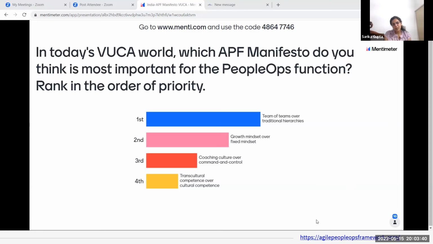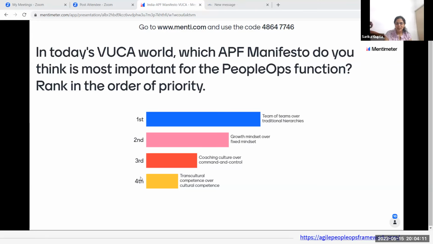Lakshmi, would you like to comment anything on the results? Yeah, I'm just seeing, people are pro collaboration and co-creation. Maybe that's what people are looking forward to. At the end of the day, that's what calls for delivering that value that we were talking about, Sarika. That's my take. That's what I'm presuming. What about you? Yeah, same here.